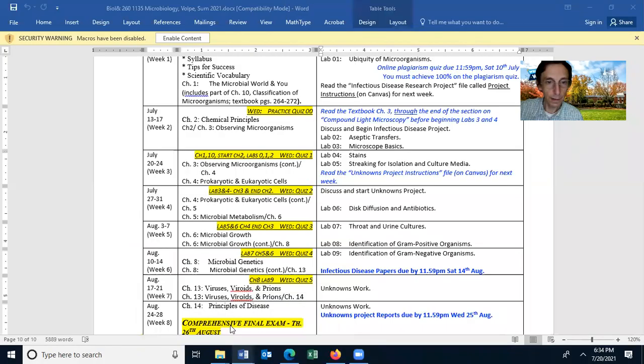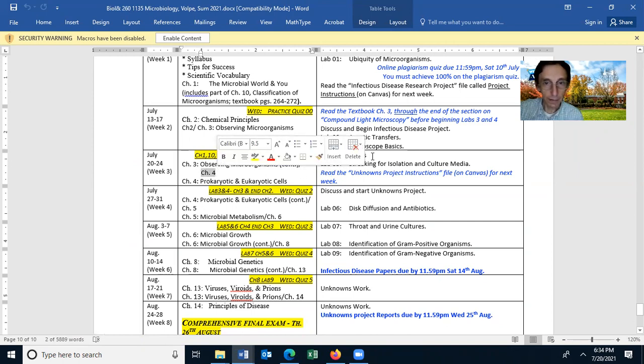If you look on the schedule for today, you are supposed to be covering a little bit of chapter 4 and then starting lab 4 on stains. You should read the unknown project instructions file on Canvas for next week. I'll be discussing on Tuesday the unknown project, and we will begin the unknown project on Tuesday. Any questions about that?